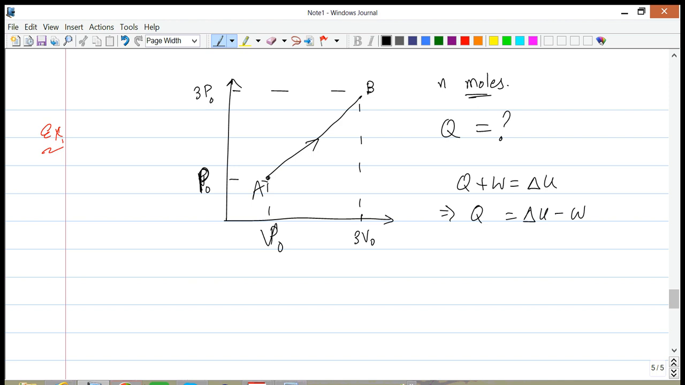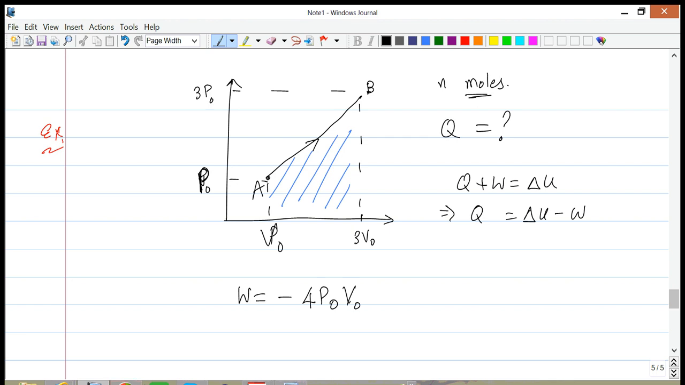Now, in previous problems, we've already found the amount of work done on the gas. If you go back to the video on work, under the thermodynamics section of videos, you'll see that to find the work done, all we have to do is find the area enclosed by the curve and the x-axis. If you do it correctly, we get the work done to be negative, because the gas is expanding. It will be negative 4 P0 V0.